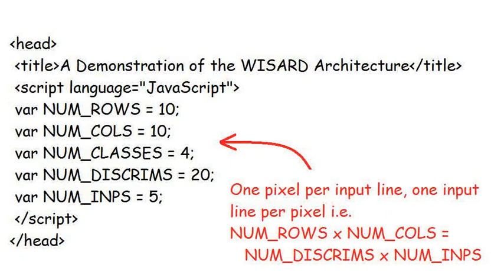The reason I opted for a one-to-one relationship between input lines and pixels is to make the program simpler. If there were redundancy built in, then more complicated code would be needed to assign those input lines to pixels. Num classes, of course, gives the number of pattern classes that can be recognized.